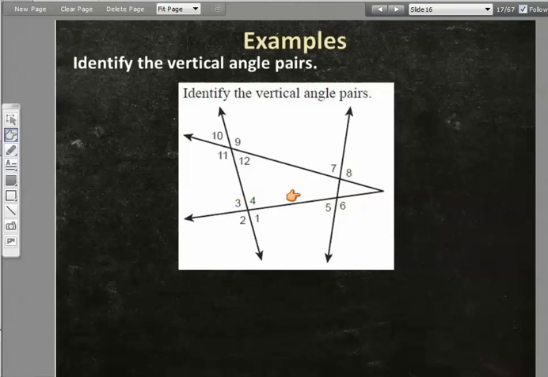These guys over here, they've got vertical angles, but they're not related to each other in any way. Okay, they're linear pairs. They're just not vertical. They're adjacent. They're not vertical.